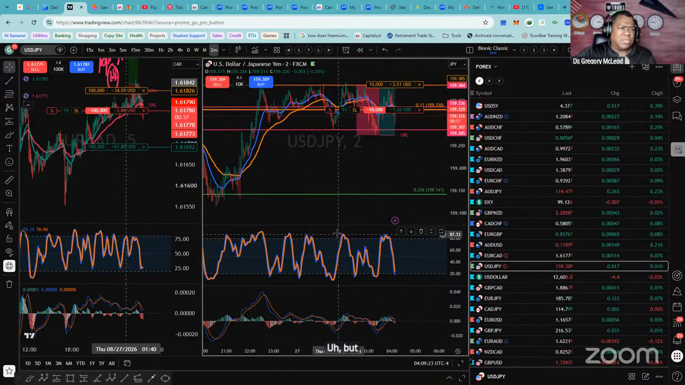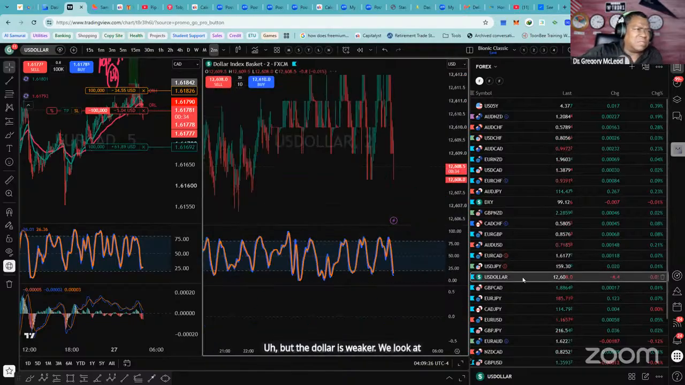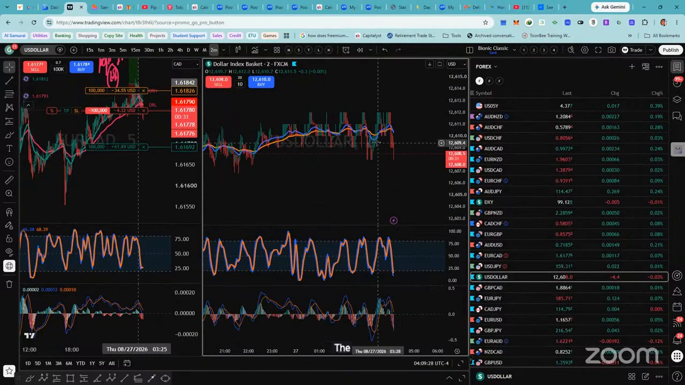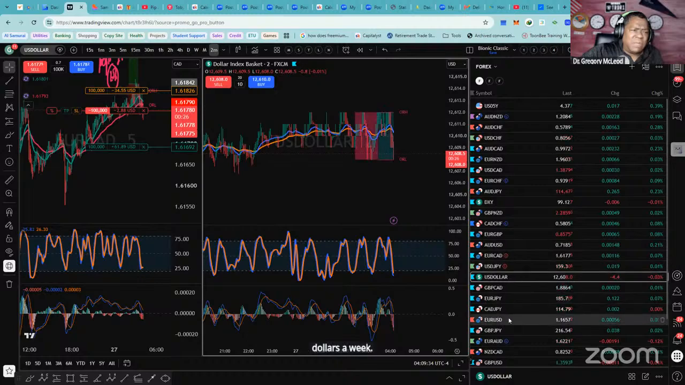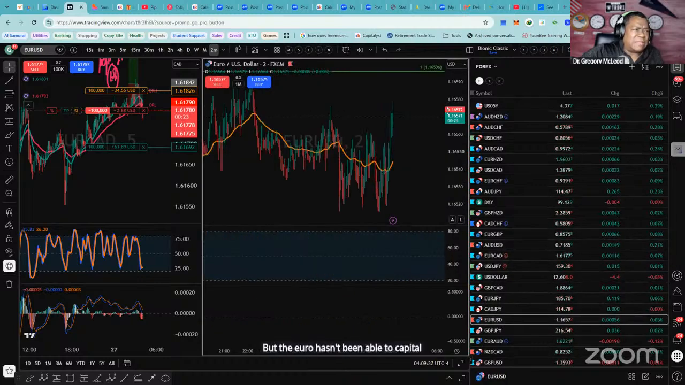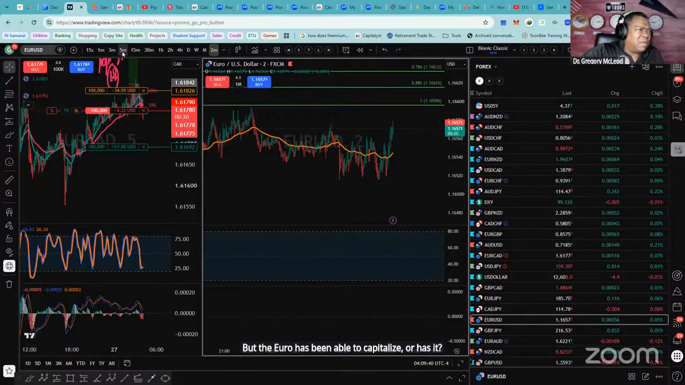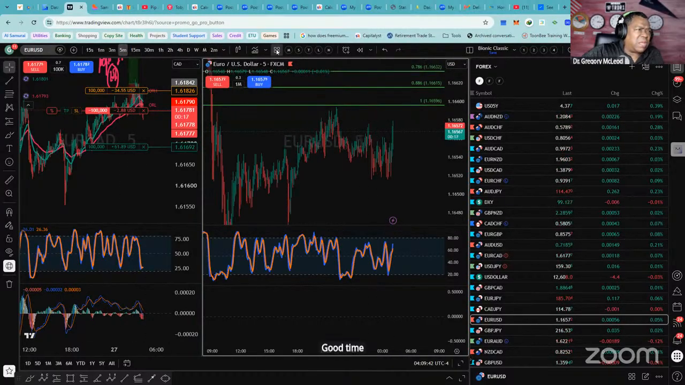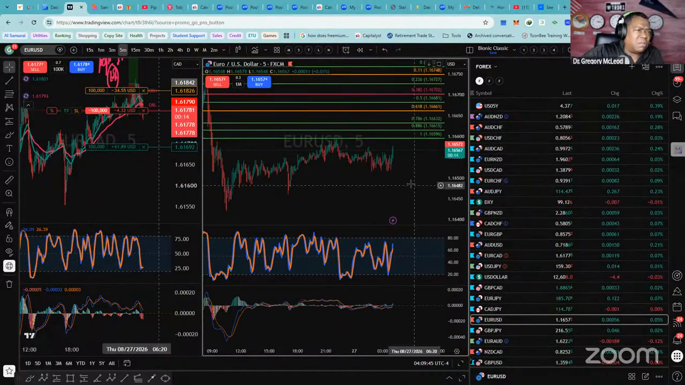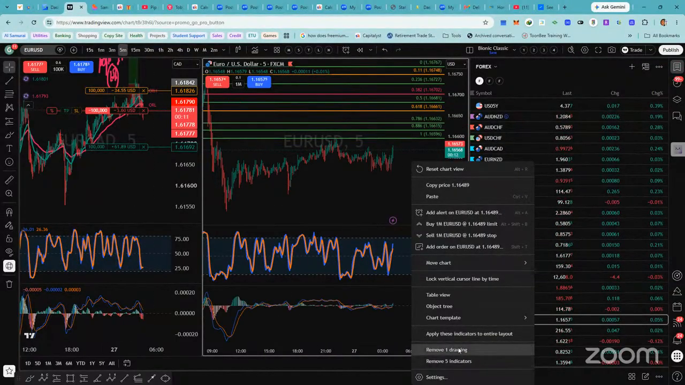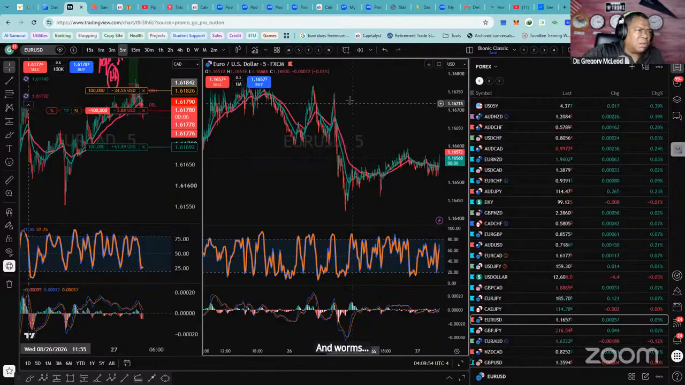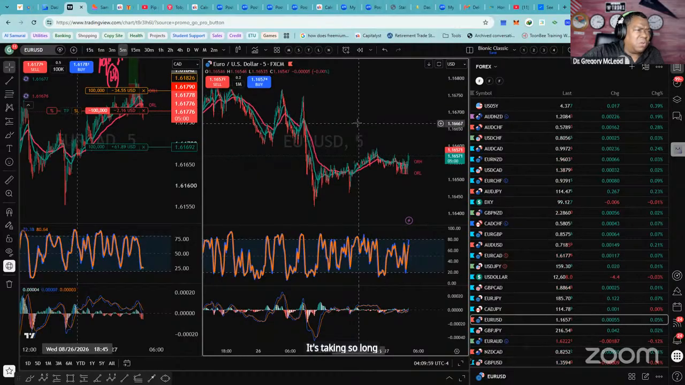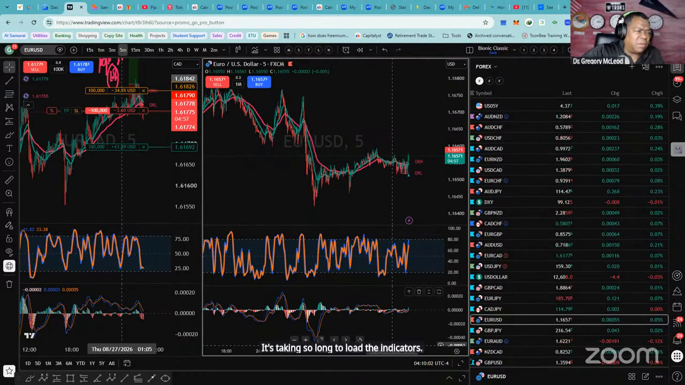But the dollar is weaker. We look at the dollar index. The dollar's doing the same thing. It's kind of screwing around there. Dollar is weak, but the euro has been able to capitalize, or has it? 5 minutes. And remove drawings. And where is? It's taking so long to load the indicators. Oh, there they are. Oh, okay.